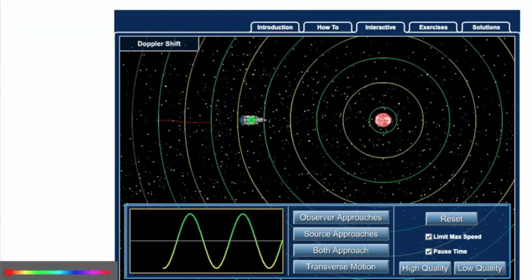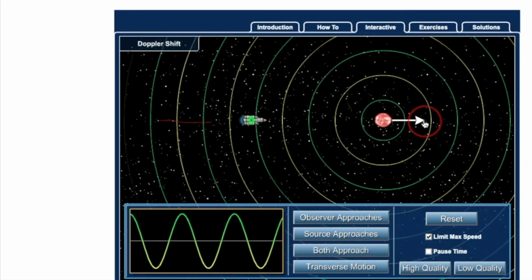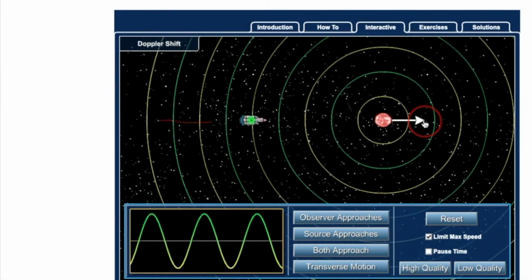And now what we're going to see is what happens to the spacing between those lines, or in other words, what happens to the wavelength as measured by the spaceship as the source of the waves moves away from the observer. So I'm going to unpause this here. I'm going to let the star go the other way now. And I want you to watch what happens to the spacing of the lines. Notice here, they're constant.